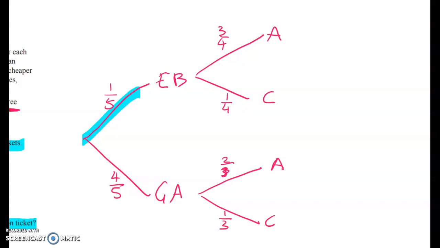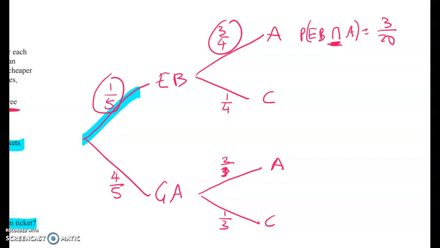Now, the next thing that I'm going to do straight up is I'm just going to multiply along the branches. So this is going to give me early bird and adult, right? And I'm using that notation. This means the intersection of two things, or "and". So early bird and adult, and the probability of that happening is going to be 1/5 times 3/4. I'm multiplying fractions, so I'm times the top times the bottom, and we get 3/20.